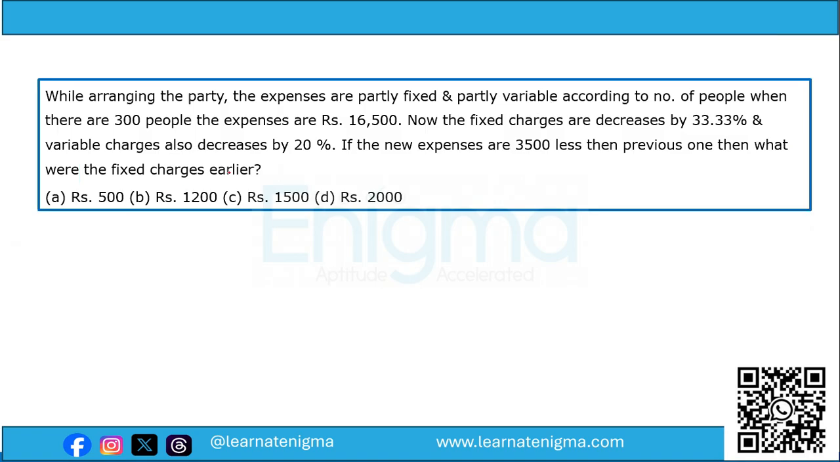While arranging a party, the expenses are partly fixed and partly variable according to the number of people. When there are 300 people, the expenses are rupees 16,500. Now, the fixed charges decrease by 33.33% and the variable charges also decrease by 20%. If the new expenses are 3,500 less than the previous one, then what were the fixed charges earlier?